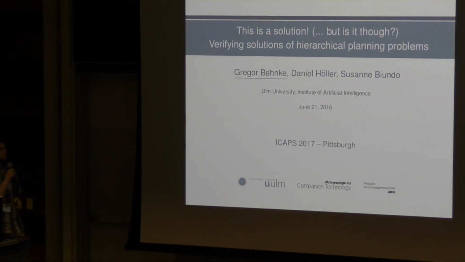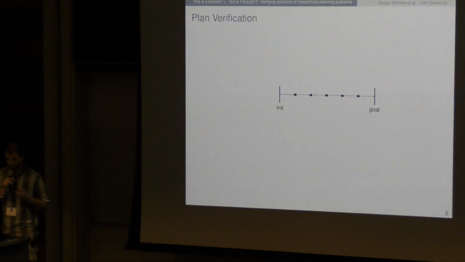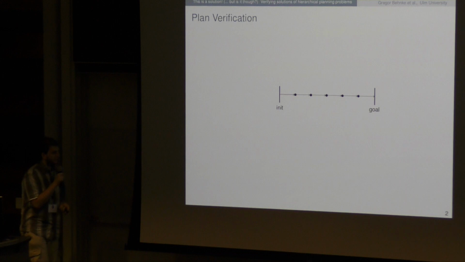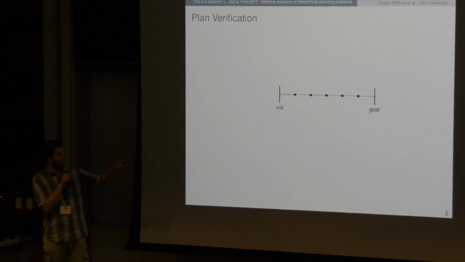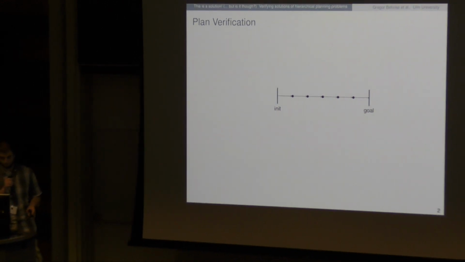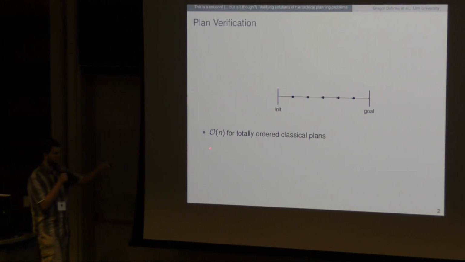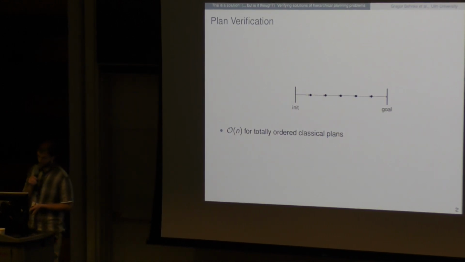This is a solution, but is it though? Verifying solutions for hierarchical planning problems, which was joint work with Daniel Holler and Susanne Biundo. In classical planning, the problem of plan verification is actually very simple. What you're given is your planning domain, an initial state, a goal state, and a sequence of actions, and the question is: is this a valid solution for the planning problem you're given? Well, this is linear for classical planning with totally ordered plans.